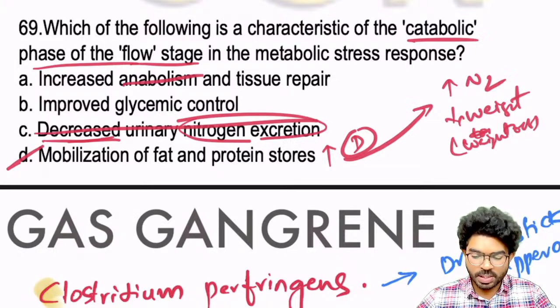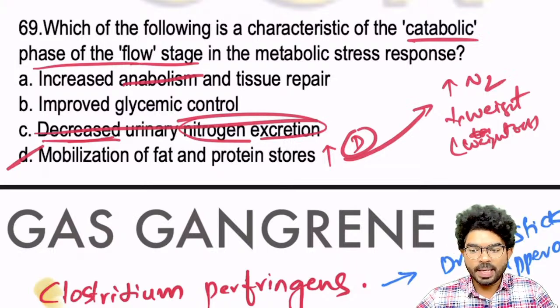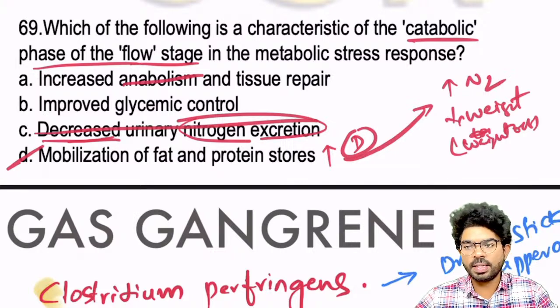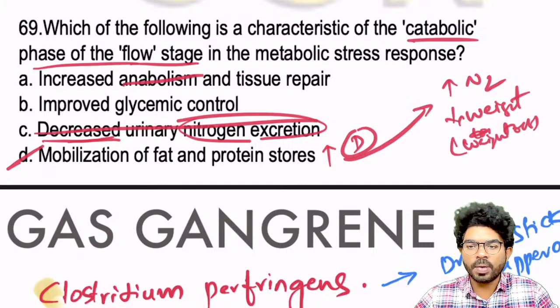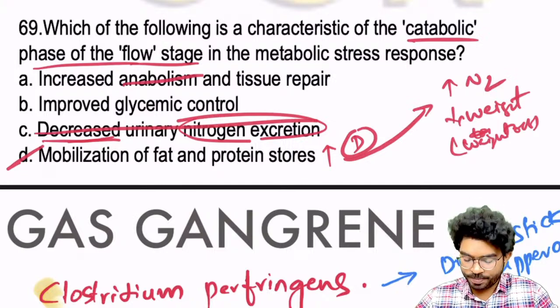So we are done with the first topic of today, which is basically the phases that occur after injury, after surgery, after trauma. The first phase is the EBB phase. The second phase is the flow phase. Finally, after EBB and flow, recovery is going to happen.